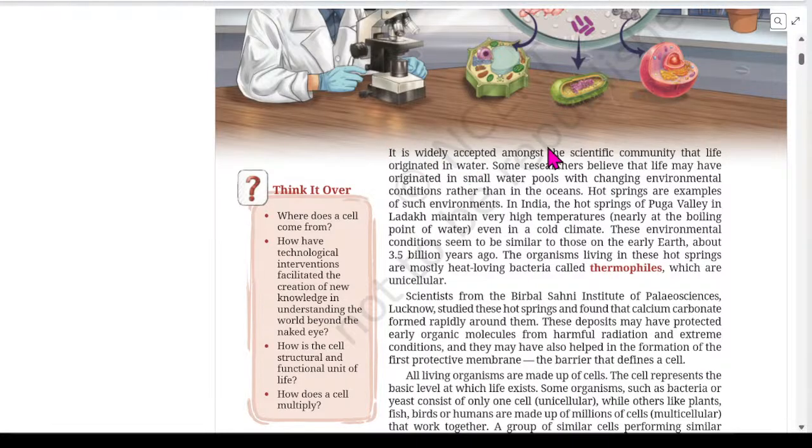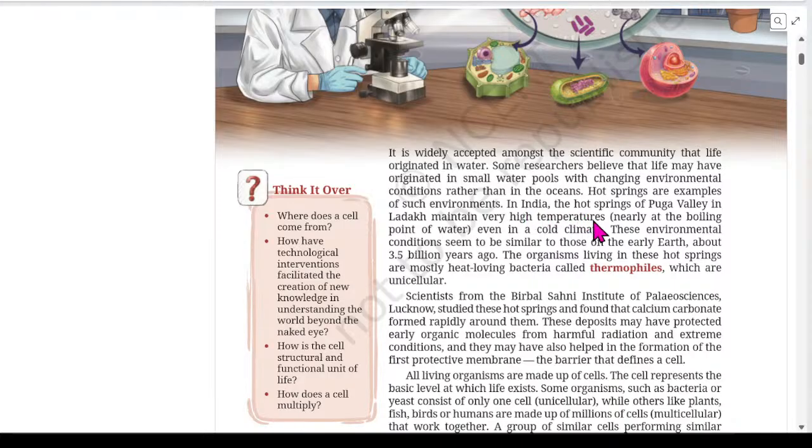So, it is widely accepted amongst the scientific community that life originated in water. Some researchers believe that life may have originated in small water pools with changing environmental conditions rather than in the oceans. Hot springs are examples of such environments.